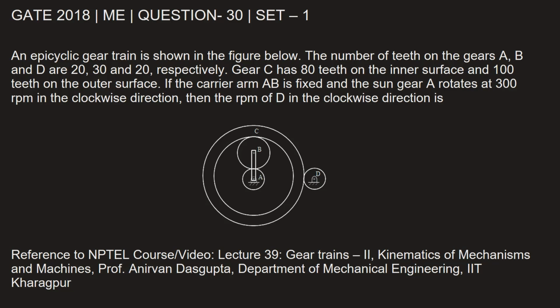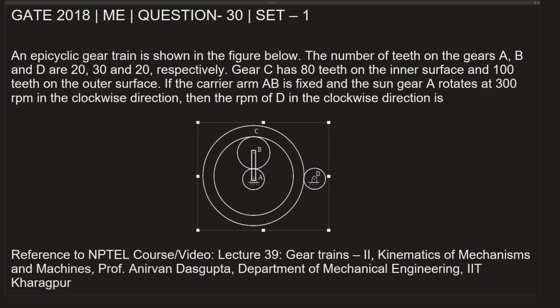This question is from GATE 2018 Mechanical Engineering paper set 1, question number 30. An epicyclic gear train is shown in the figure below. The number of teeth on the gears A, B and D are 20, 30 and 20 respectively. Gear C has 80 teeth on the inner surface and 100 teeth on the outer surface. If the carrier arm AB is fixed and the sun gear A rotates at 300 rpm in clockwise direction, then the rpm of D in the clockwise direction is dash.